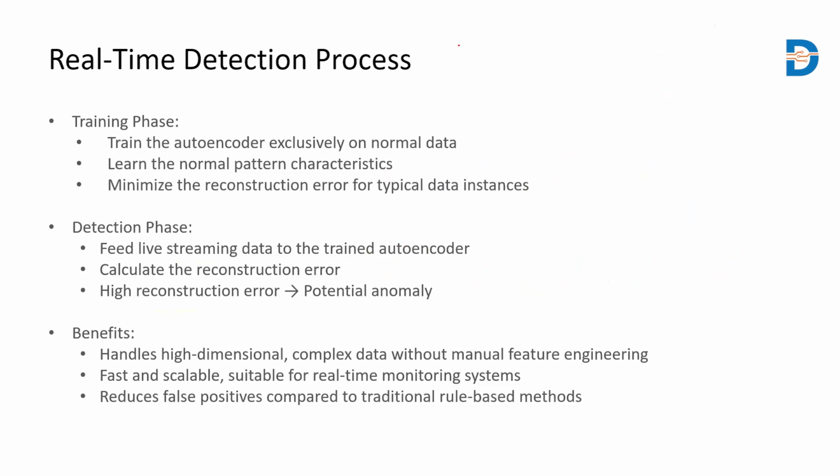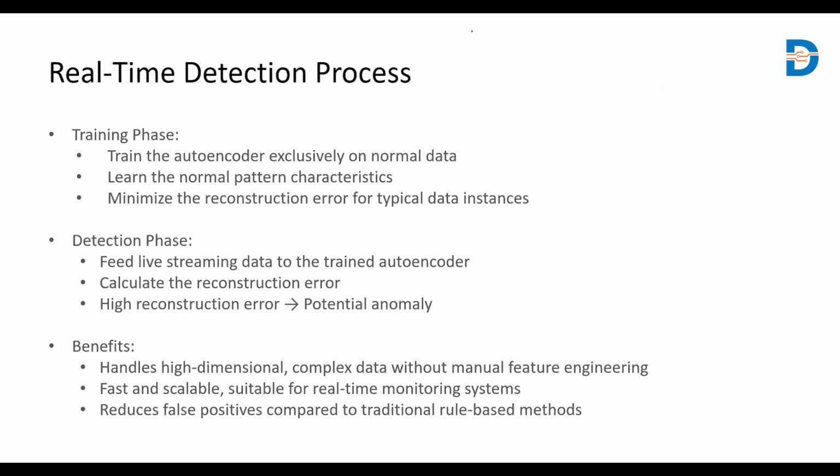The benefits of using autoencoders in this kind of anomaly detection are that they can handle high dimensional complex data without any feature engineering techniques. They are very fast and scalable and hence suitable for real-time monitoring systems. They also reduce false positives compared to the traditional rule-based methods, right?